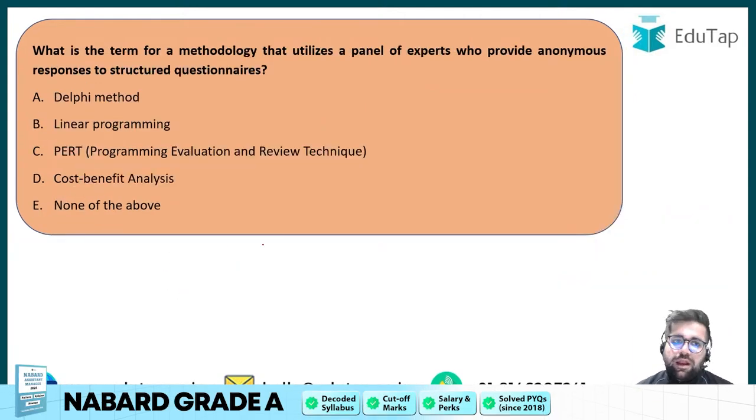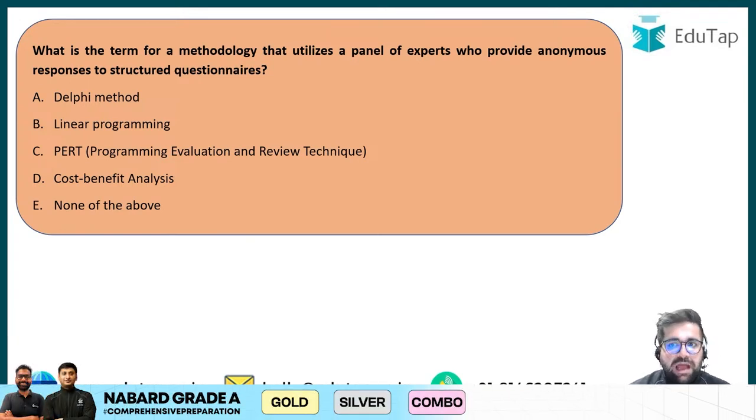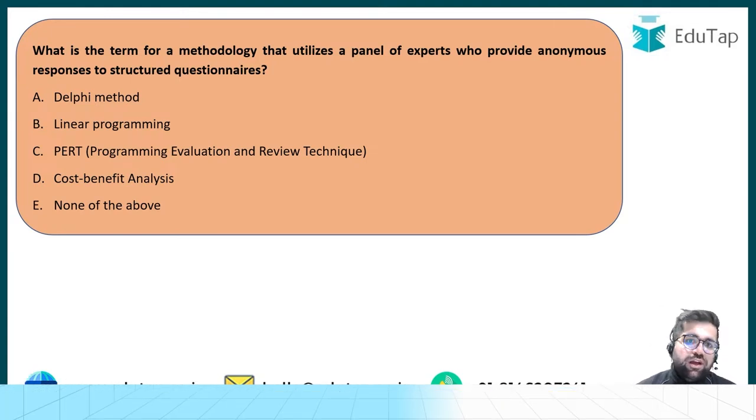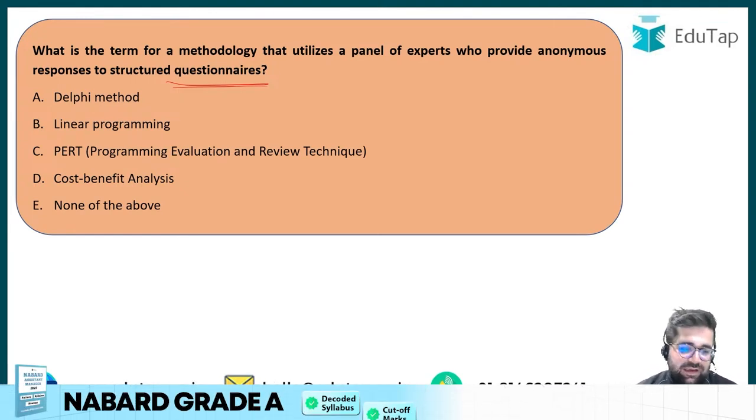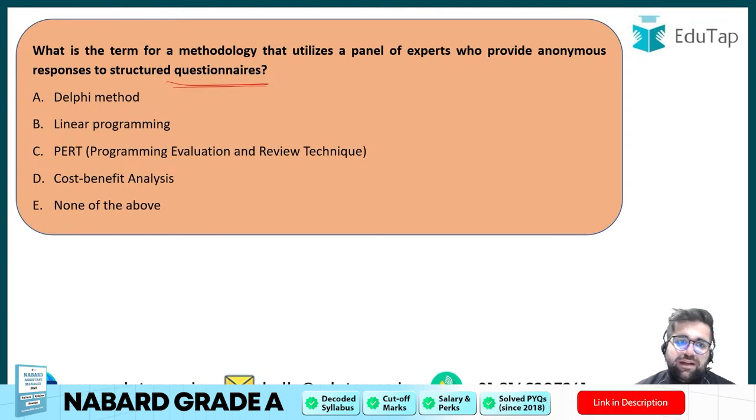Okay. Now let's move to question number 4. What is the term for a methodology that utilizes a panel of experts who provide anonymous responses to a structured questionnaire? Now, please try to answer this question. Question number 4, if I'm not wrong. What is the term for a methodology that utilizes a panel of experts who provide anonymous responses to the structured questionnaire? Is it Delphi? Is it linear programming? Is it PERT? Is it cost benefit analysis?